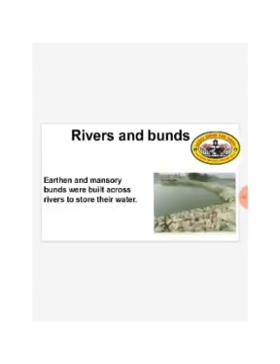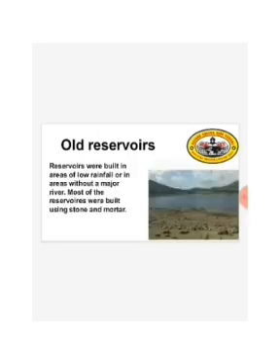Next one is rivers and bunds. Earthen and masonry bunds were built across rivers to store water. Next one is old reservoirs. Reservoirs were built in areas of low rainfall or in areas without a major river. Most of the reservoirs were built using stone and mortar.